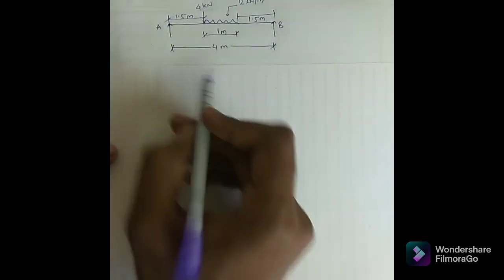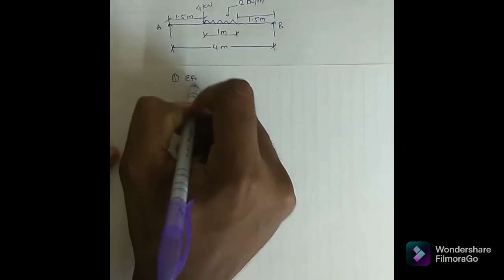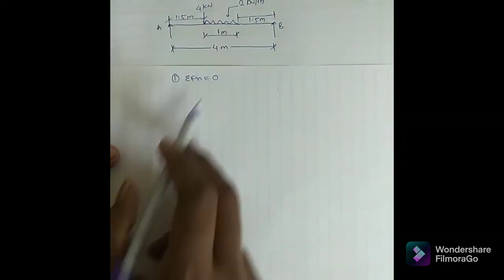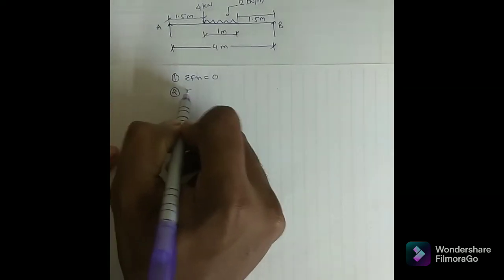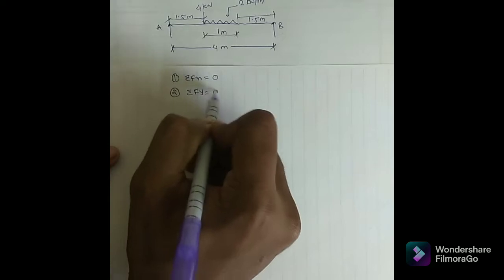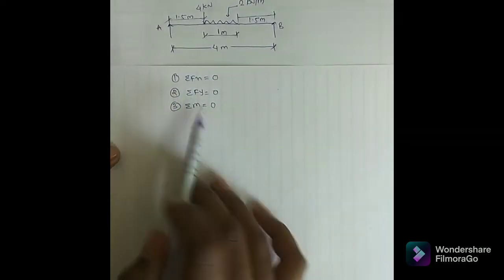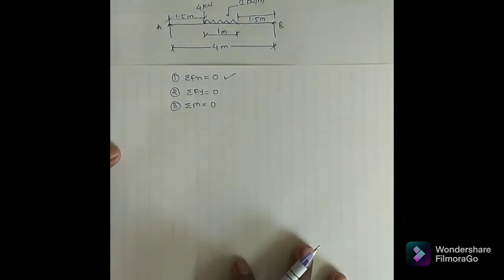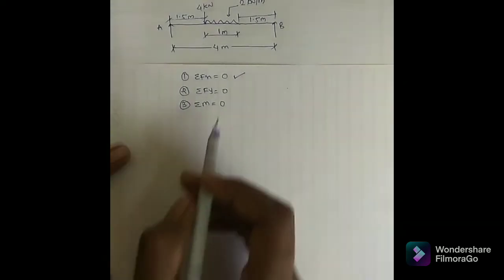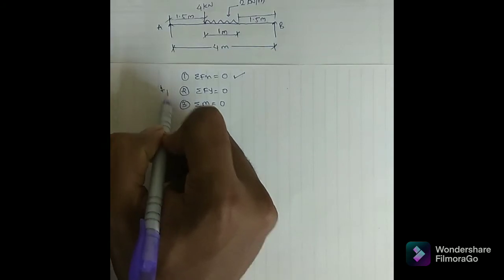Okay, so the first step is summation Fx is equal to 0. That means there are equilibrium equations, summation Fx, summation Fy, and moment. Here no horizontal load is acting, hence we are not considering summation Fx. So we have to consider summation Fy because Fy is related to all the vertical loads.